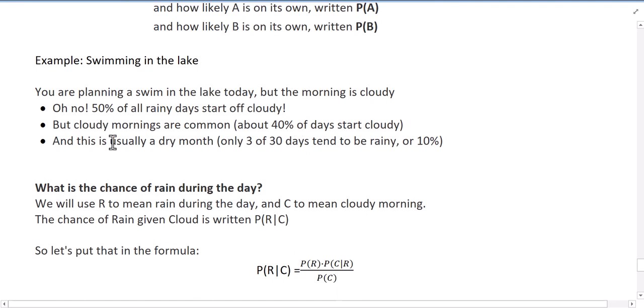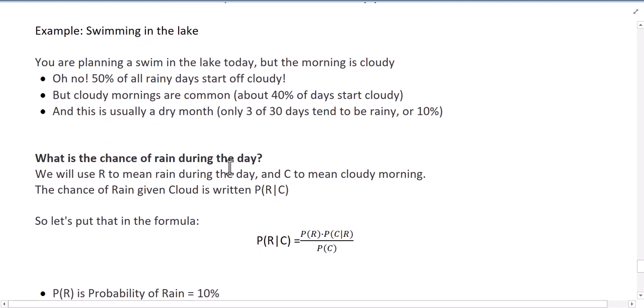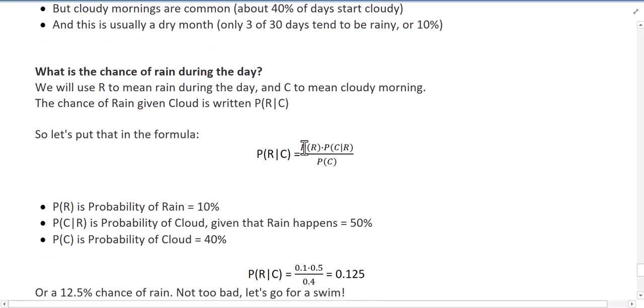When I was thinking about this, I was thinking about August, so thinking about a dry month. What is the chance of rain during the day? That's what we want to know. We will use R to mean the rain during the day and C to mean cloudy morning. So what we want to find is the chance of rain given that it's cloudy. We have all this information: 50% of all rainy days start off cloudy, but cloudy mornings are common, 40%. So how do we put it together into our formula?